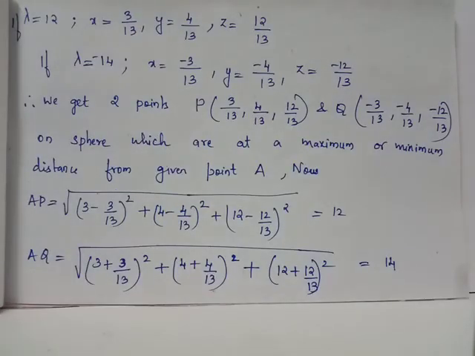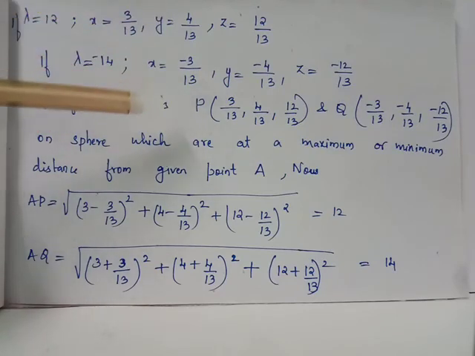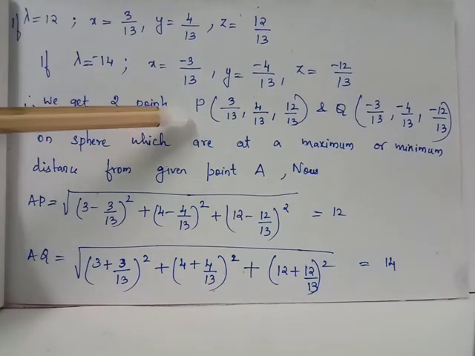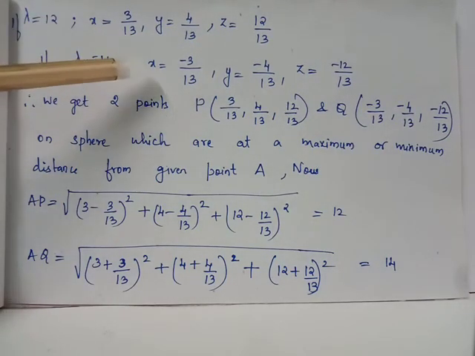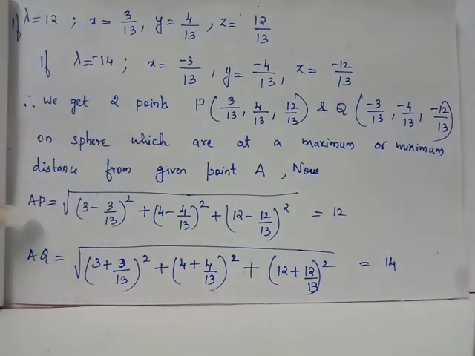Having found the values of lambda, we can find out possible values for x, y and z. We obtain two sets of values for x, y and z. We call those values as points P and Q. For lambda equal to 12, we get the point P, and for lambda equal to minus 14, we get the point Q. Now we evaluate the distance between the fixed point A given in the question and the points which we already found, P and Q.